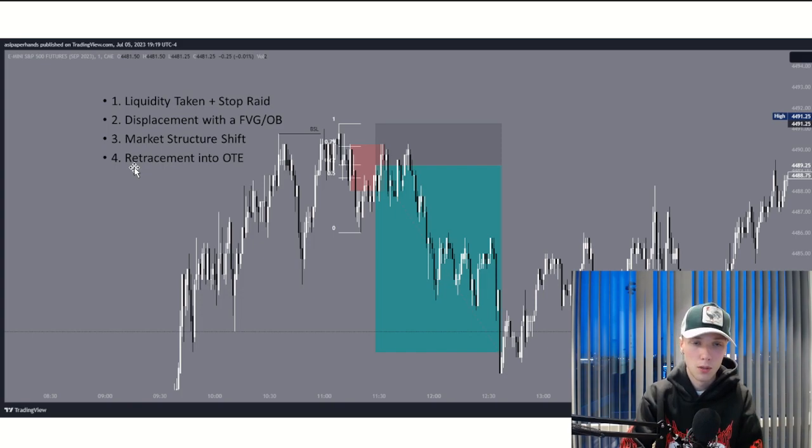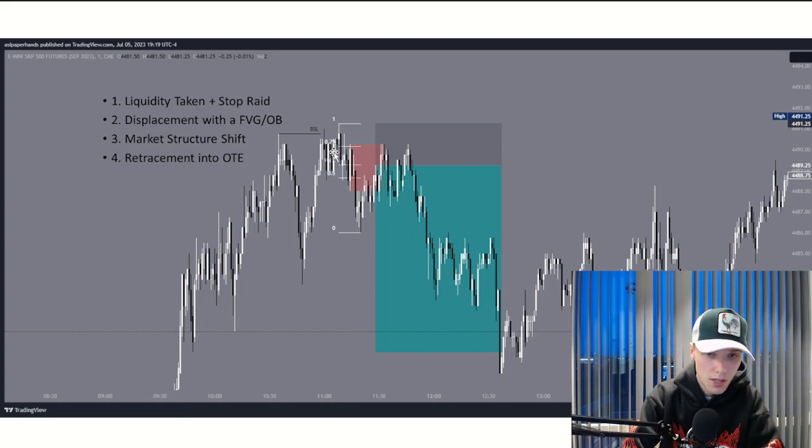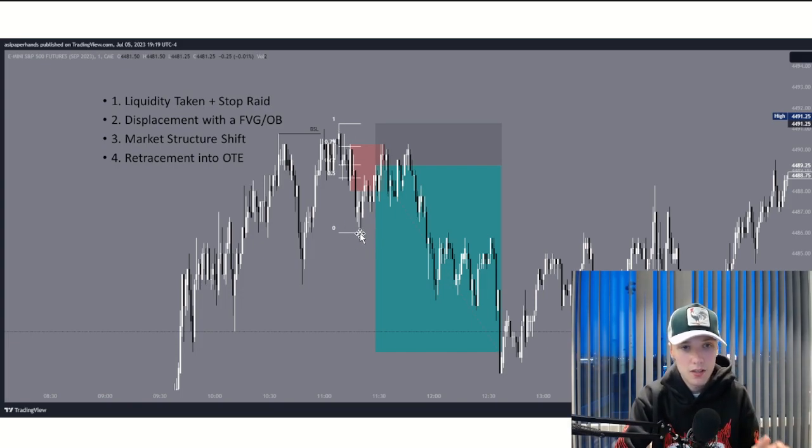And next up, to complete our entry model, we need a retracement back into OTE. Again, OTE is between 62 and I think it's 79%. I've taught this before with the fib retracement tool. Goes down, we drag it from the top of the wick to the bottom of the wick. It's wicks, not bodies.